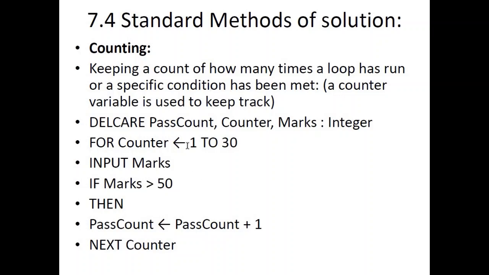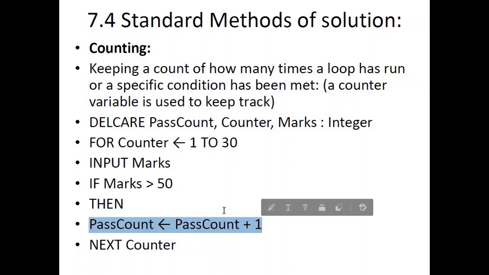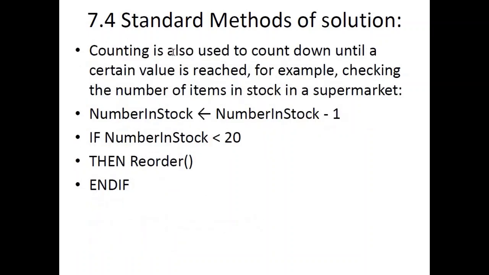So an example of counting algorithm can be: declare pass count, counter, marks as integer. For counter 1 to 30, input marks. If marks is greater than 50, then pass count equals to pass count plus 1. Next counter. Over here you can take counter as an example of counting, or you can even highlight pass count as an example of counting, because it is also keeping a track of something. It is keeping a track of students who have passed their test.